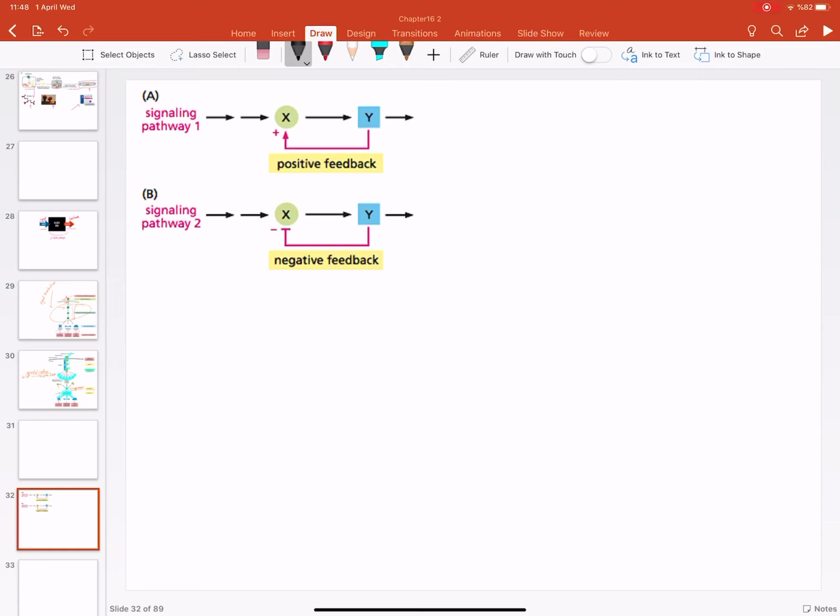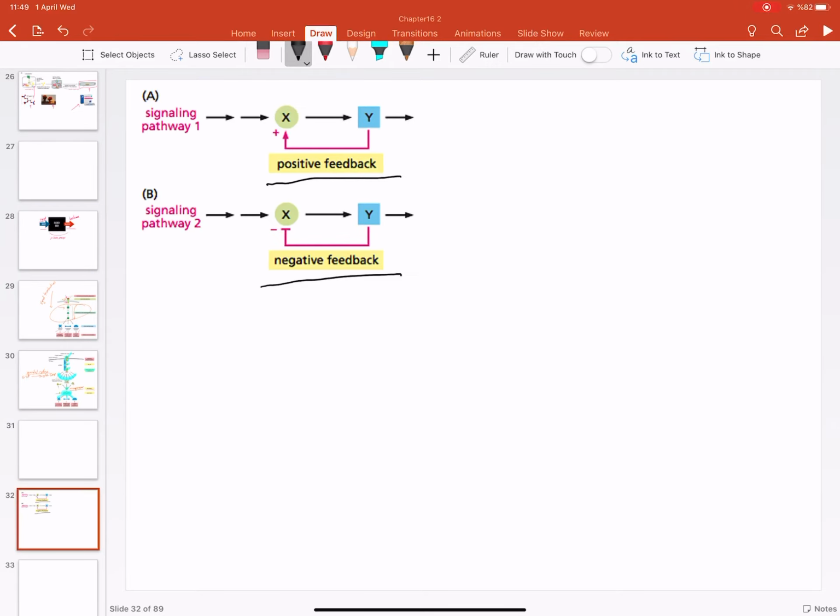Now, I'm going to describe some pathways, feedbacks that are commonly seen in biology, positive feedback loop and negative feedback loop. Now, these feedback loops are actually common to many things, even in chemistry, even in physics, you can see them, but I'm going to describe them in the context of biology.